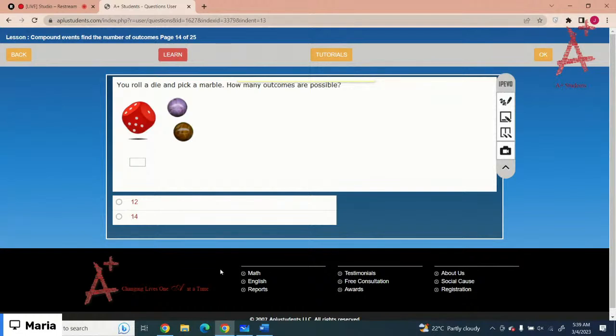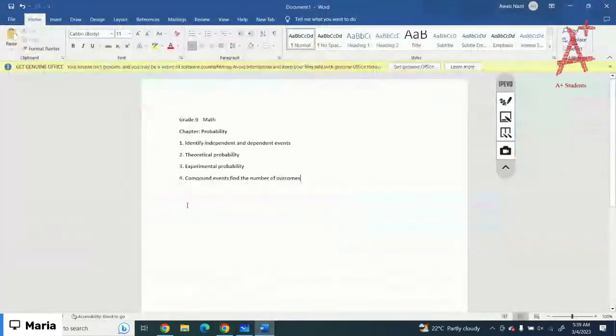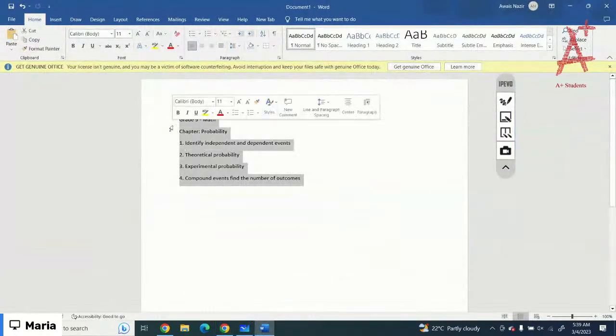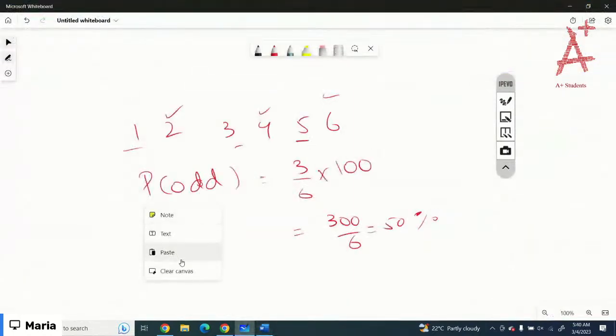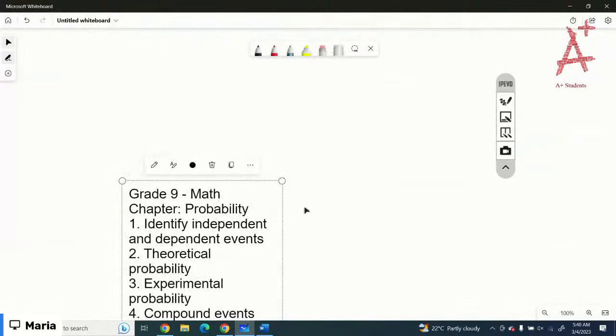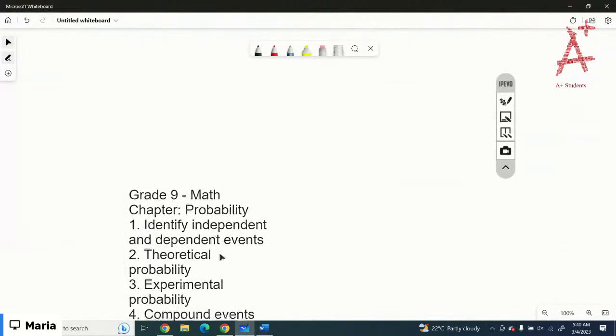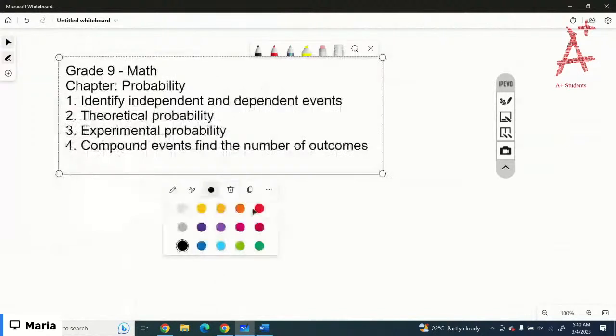Got it? Okay, you can complete the test by yourself later today. So we were working on grade 9 maths. The chapter we were working on is probability, and the lessons we have covered from the chapter are identify independent and dependent events, theoretical probability, experimental probability, and compound events find the number of outcomes.